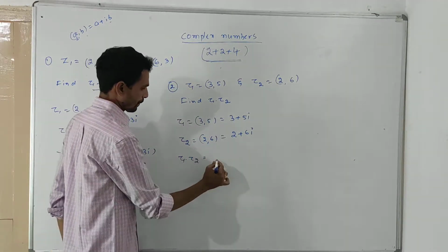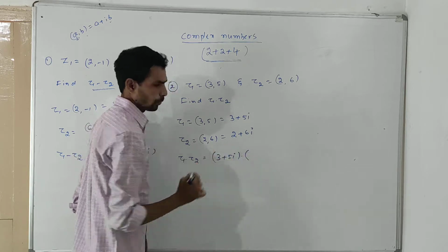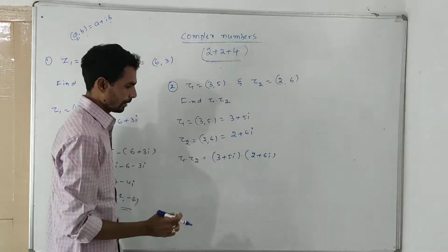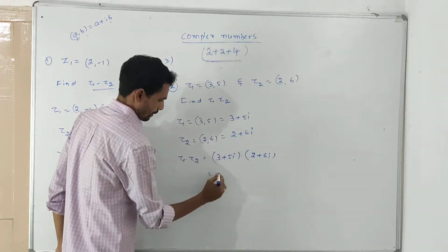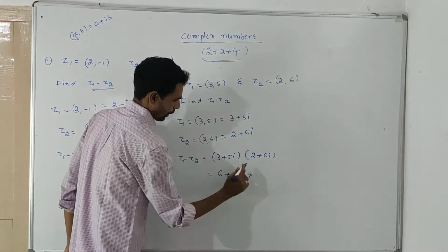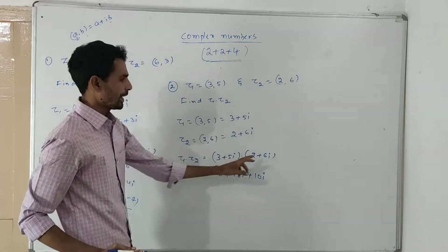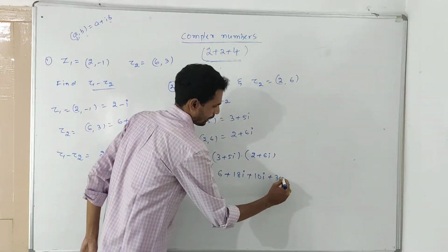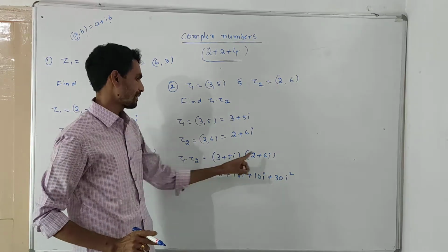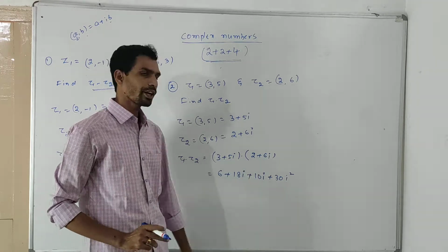What is the first one here? 3 plus 5i into the second one, 2 plus 6i. To multiply: 3 into 2 is 6, 3 into 6i is 18i, 5i into 2 is 10i, 5i into 6i is 30i squared. Once again I will repeat. 3 into 2 is 6, 3 into 6 is 18, 5 into 2 is 10, 5 into 6 is 30, i into i is i squared.